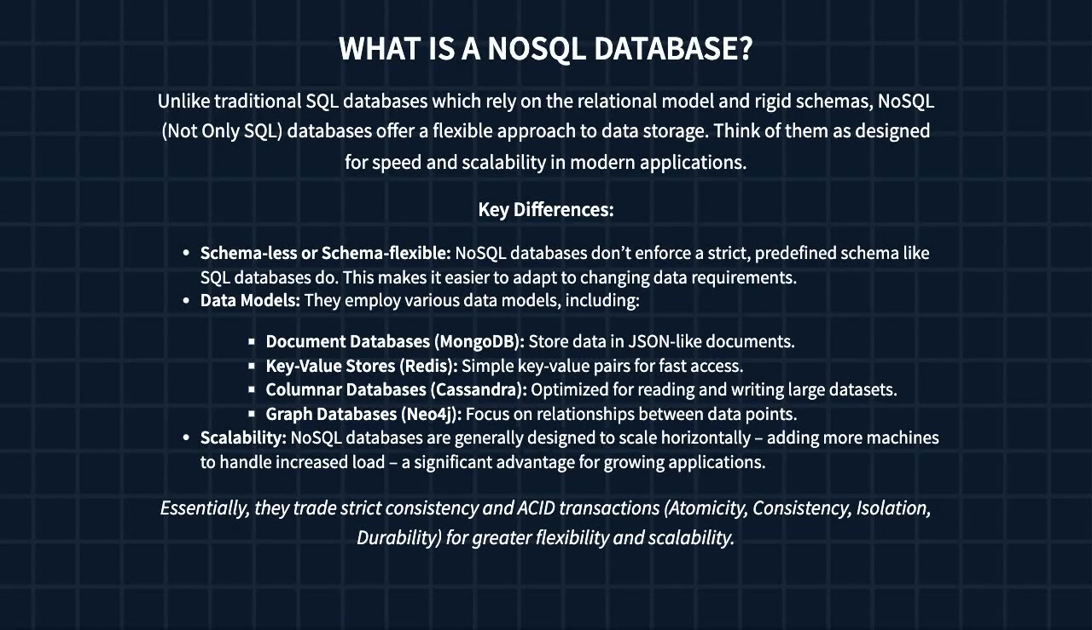Okay, let's talk about NoSQL databases. Basically, they're a different way of storing data compared to the traditional SQL approach. Instead of needing to define everything upfront with a rigid schema, NoSQL databases are much more flexible and adaptable. They come in various forms: document stores like MongoDB, key value stores such as Redis, columnar databases like Cassandra, and even graph databases for managing relationships. The big advantage is that they're often built for scalability, meaning they can handle huge amounts of data and traffic by easily adding more machines to the system.